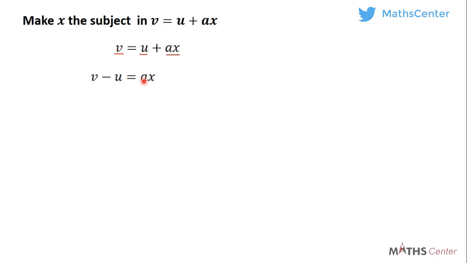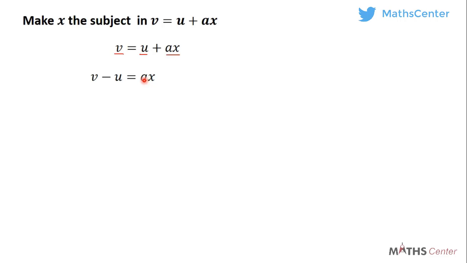Now we have the term containing the new subject, which is x, on one side. So it's on the right hand side. The other terms are on the left hand side. This is what we want. In linear equations, we said that if you want to make x the subject, or if you want to find x, what you do is that you divide through by the variable attached to x.